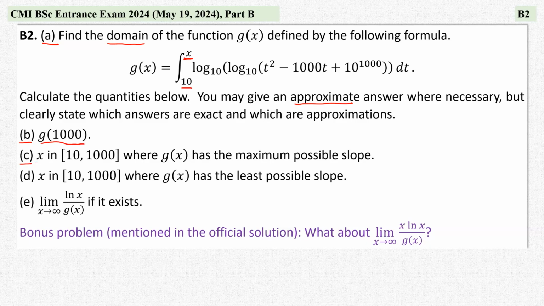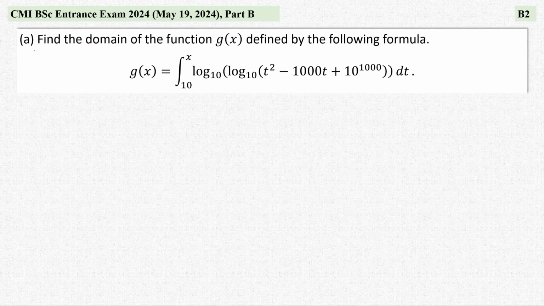Problem C wants us to find x in the interval from 10 to 1000 where g of x has the maximum possible slope. Problem D wants us to find x in the same interval where g of x has the least possible slope. And problem E wants us to find the limit of ln x divided by g of x as x approaches infinity, if it exists. Also, the official solution mentions a bonus problem, which is to investigate the limit of x times ln x divided by g of x, and I think this is a pretty interesting question, so I am going to deal with this in the video too. But first, let's start from problem A, finding the domain of the function.